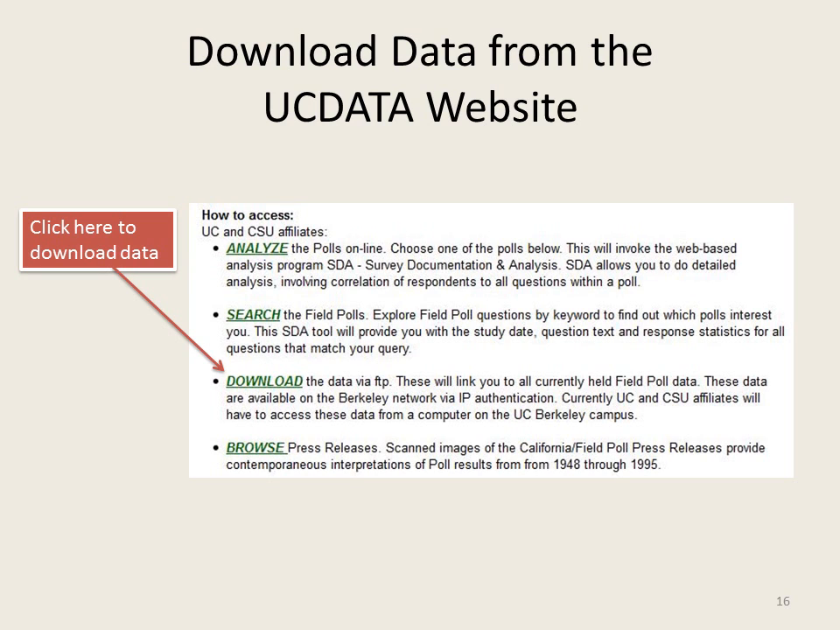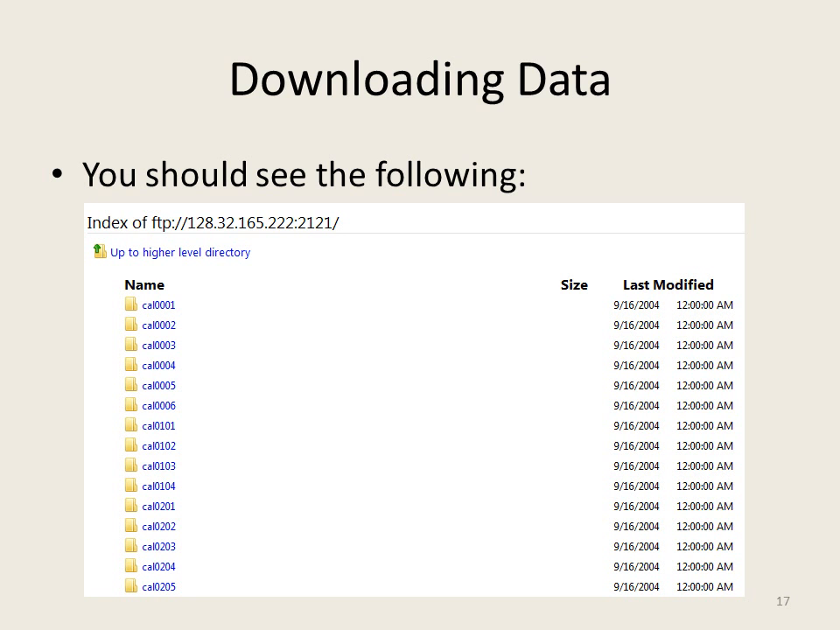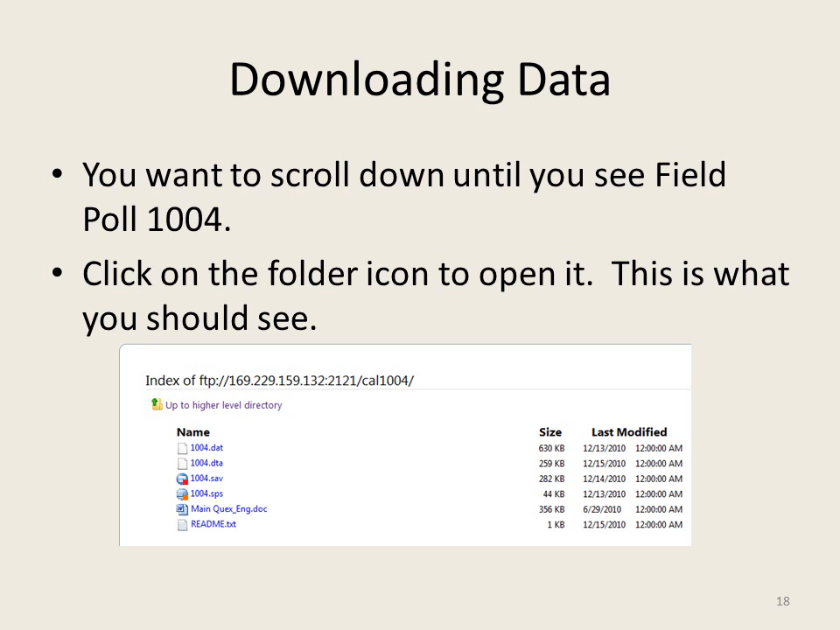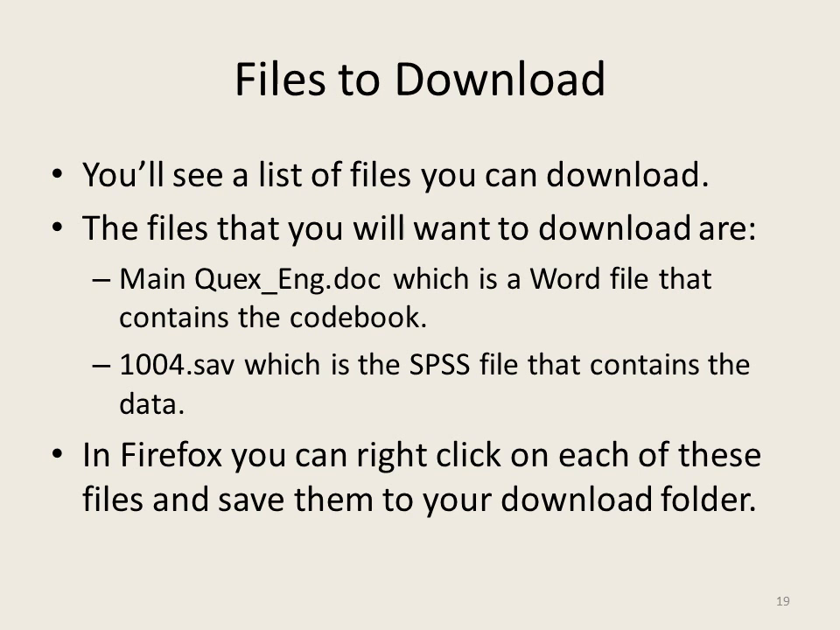We want to download the data, so click on Download. When you click on Download, you should see the folders for the surveys done from 2010 on. This is only a partial list of all the folders. You'll want to scroll down until you see the folder for Field Poll 1004. Click on the folder icon to open it. You'll see a list of files that you can download.